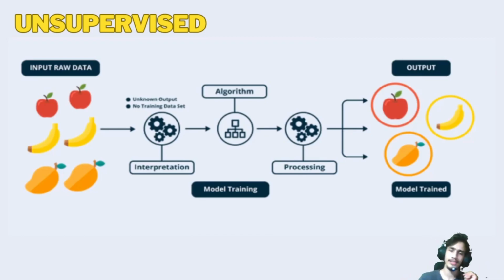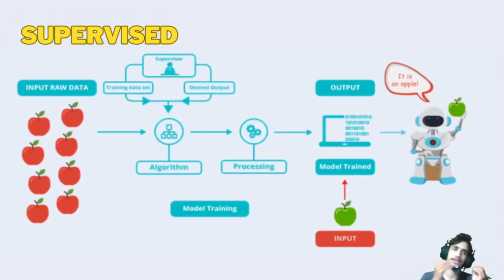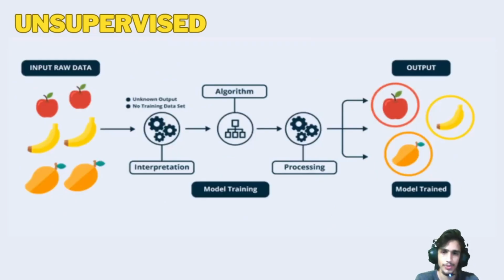And in supervised learning, we know what the output and target variable are. We have labeled data and input data. So we give input, label, and target variable to our algorithm. It learns the pattern and gives the output.